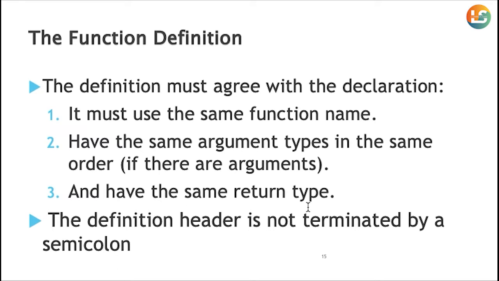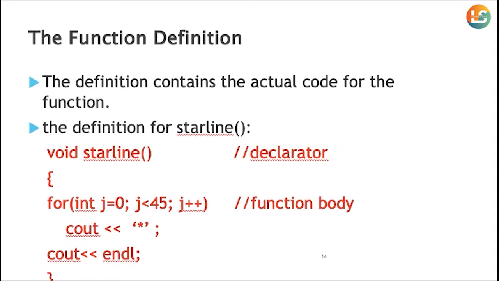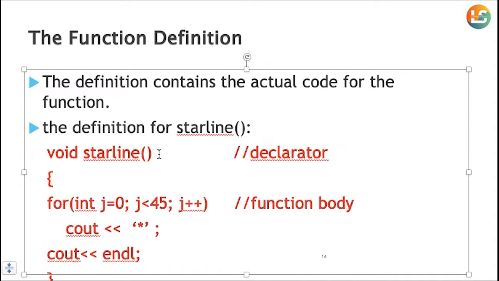The definition header is not terminated by a semicolon. The only difference is that whenever you are going to define a function, obviously you are not going to put the semicolon, because it is continued. In the C++ language, what we already know is that if something is continued, then we do not use a semicolon. If something is terminating or ending somewhere, then we use the semicolon.